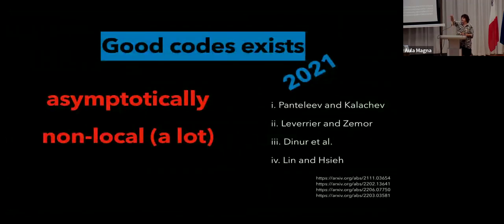So you embed your code either in a 2D or 3D space or whatever graph, and then locality means whether you have a finite radius of interaction for all the encoding and decoding operations. So good codes exist asymptotically. You have to go very big to find improvement with respect to the planar code, and they give up locality. So not exactly the picture of the grid, hexagonal or not, that we have seen.